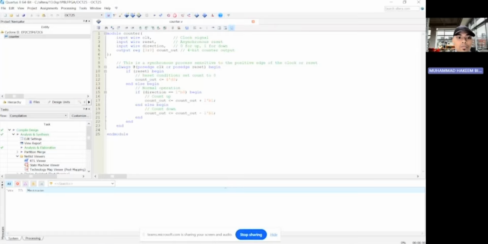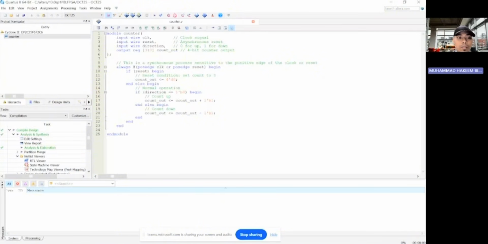Hardware implementation. In hardware, this Verilog code will be synthesized into 4 flip-flops along with combinational logic that controls the increment and decrement operations. The clock synchronizes all flip-flops, while the reset and direction inputs control the behavior of the counter.